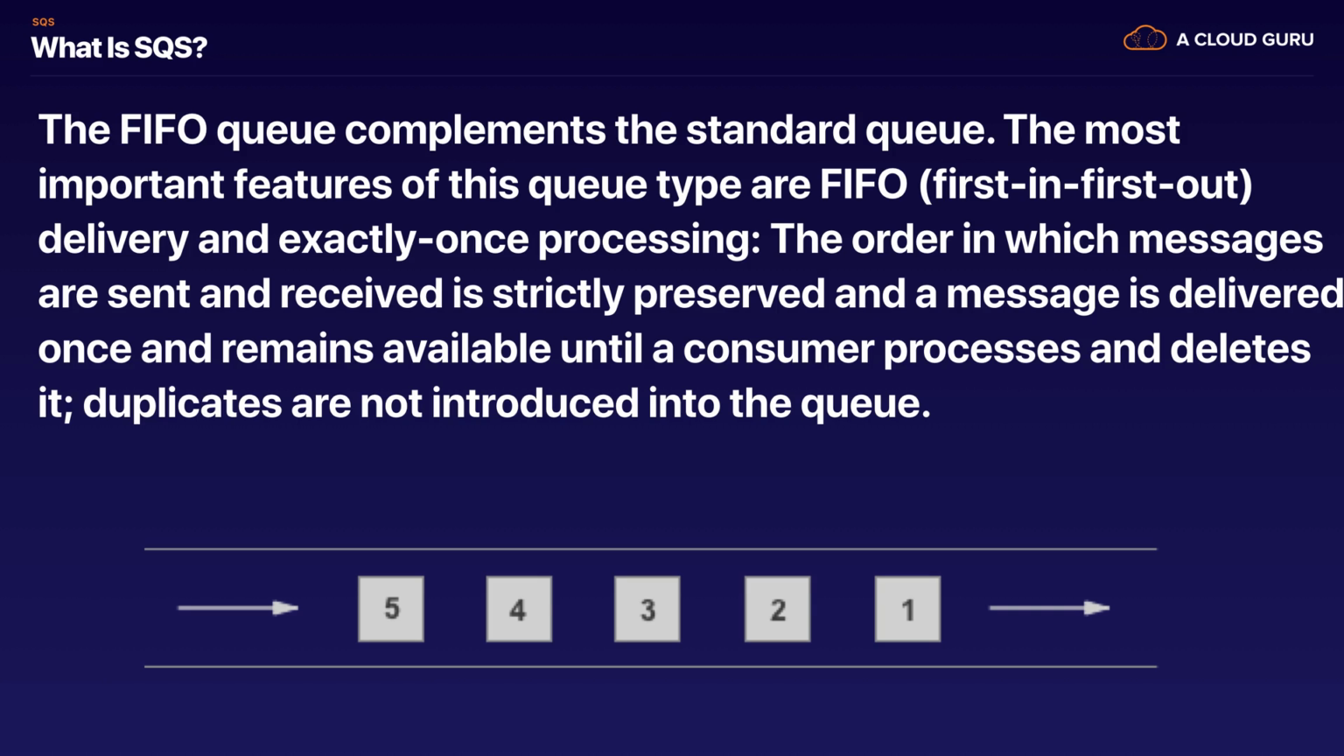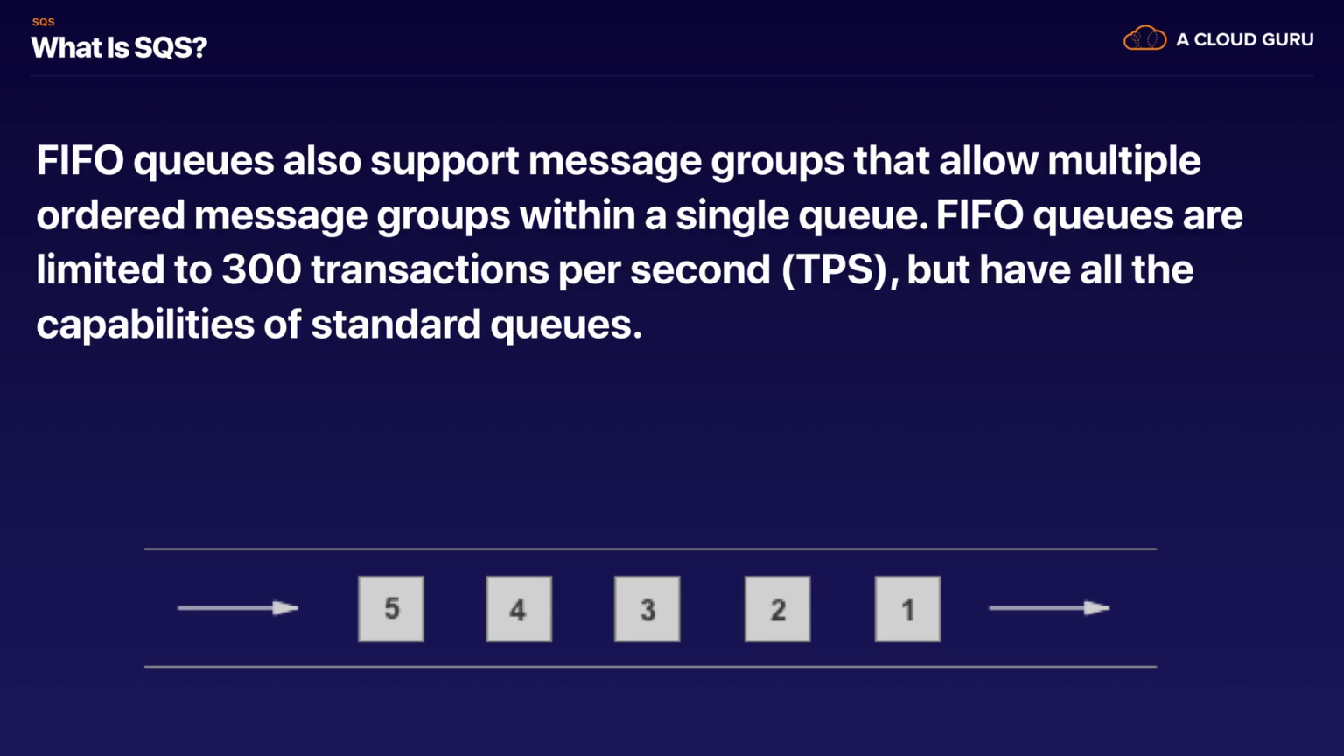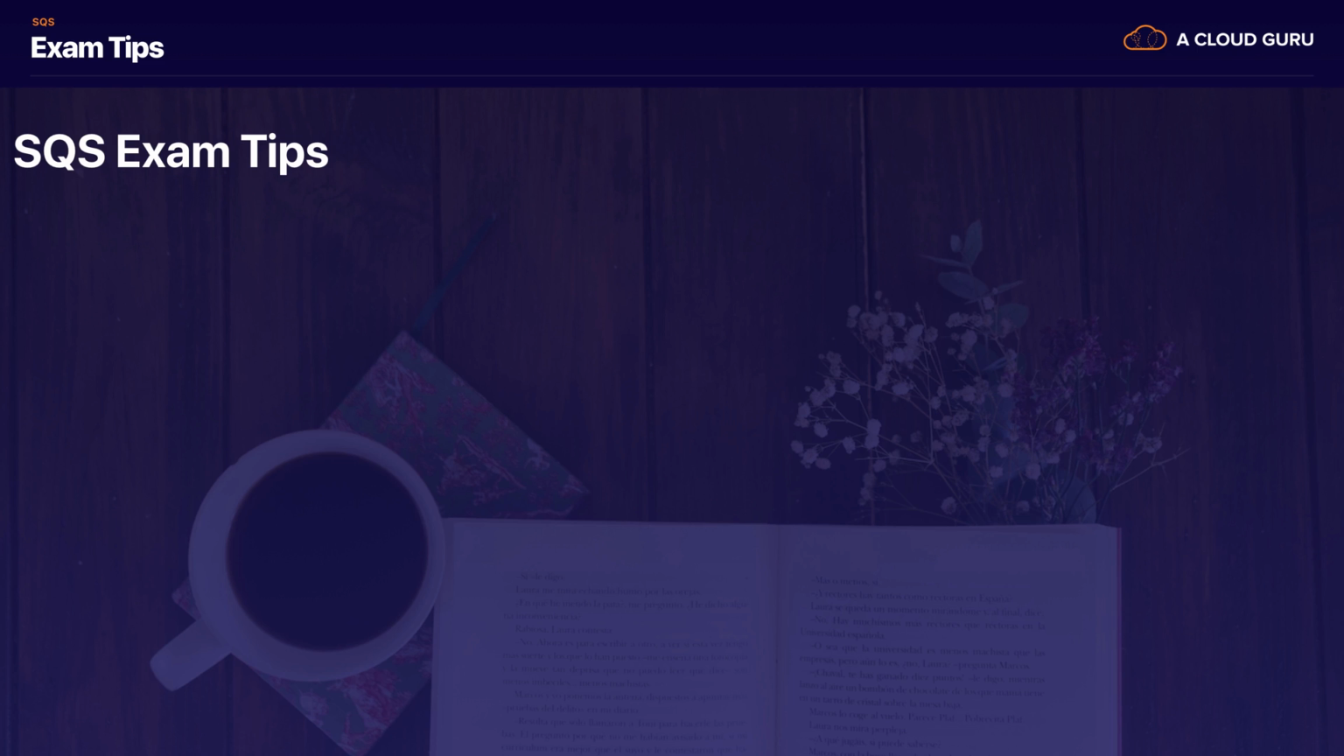So if you need to have order in your queue and you don't want to have any duplicates, you want FIFO. If that doesn't matter, if your application can have duplicates and you're not too concerned about how often messages are delivered and in what order, then you can go ahead and just use standard. And you're going to be quizzed on this in your exam. Remember that FIFO queues also support message groups that allow multiple ordered message groups within a single queue. So FIFO queues are limited to 300 transactions per second, but they have all the same capabilities of a standard queue. So that's it for SQS.